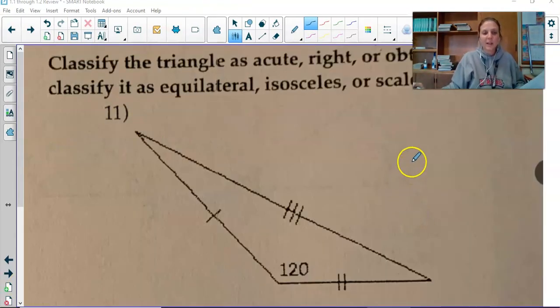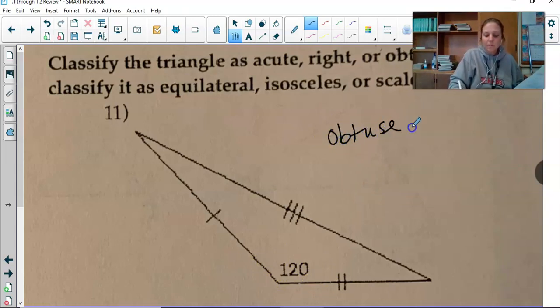This question is just identifying the type of triangle. Since it has an angle greater than 90, then this is an obtuse triangle, and since all 3 of the sides are different, this is scalene.